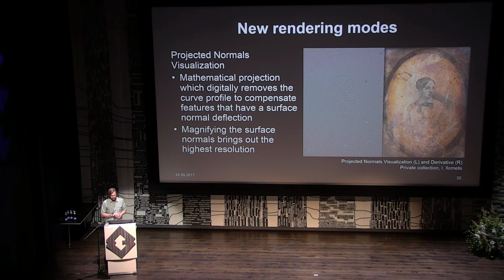To compensate for this, a mathematical projection which digitally removes the curve profile can be applied, whilst at the same time leaving the feature analysis, so that we are keeping the data but removing the curve profile projection. For each pixel, calculations of the local average surface normal for that point, based on the surface normals within a given radius, are produced. These results are then projected by adjusting the pixel surface normal by a correction factor obtained from comparing the calculated local average normal with the value of a given axis.